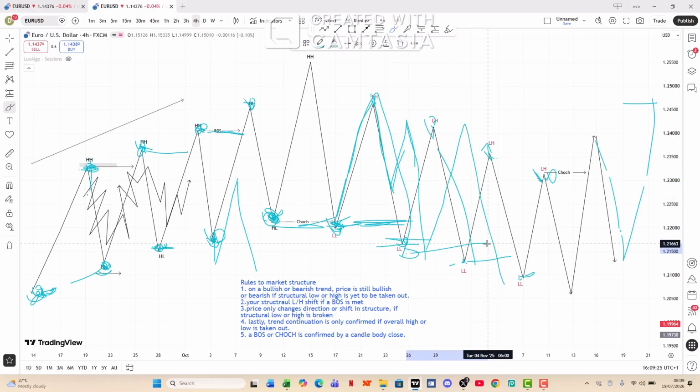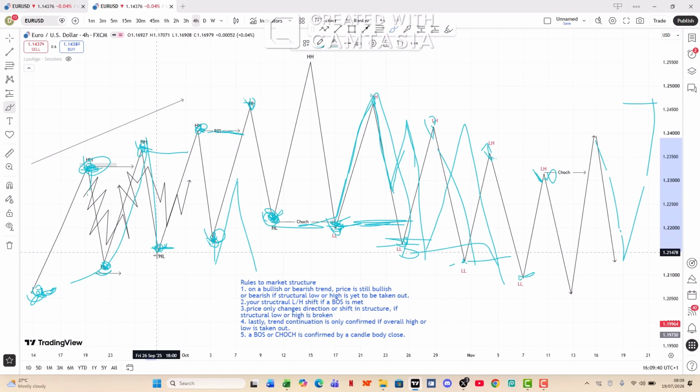Again, so it goes for the bullish market also. After a break of structure and a pullback, trend continuation is only confirmed if the overall high is taken out. All right. So if you get a pullback, trend continuation is only confirmed if this high, the overall high, is taken out. So you can get a close call, almost taking out the previous high, and it can also come back down. A trend continuation is not confirmed unless price goes back up to take out that overall high. All right.